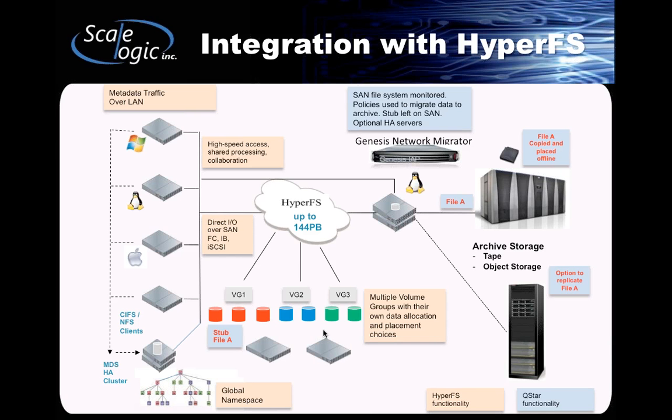As far as the diagram is concerned, it's what we've covered already. Multiple different client operating systems, Mac, Windows, Linux, giving high-speed access into the SAN and also into the IAP server for managing the SAN and moving that out into the archive.